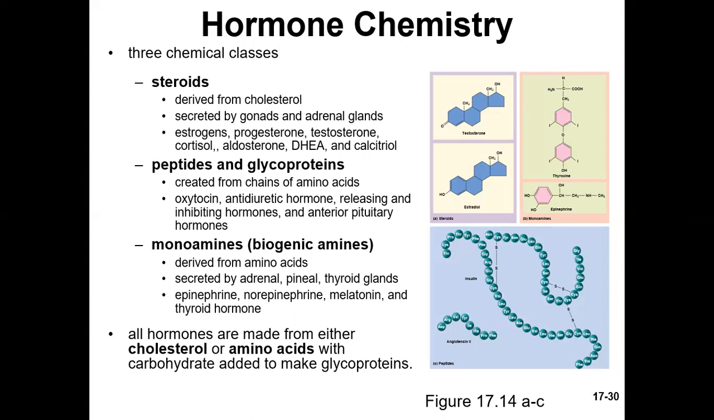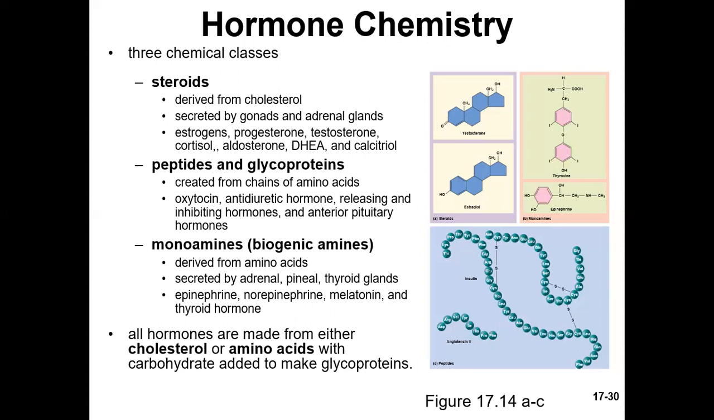Steroids are derived from cholesterol. They're secreted by the gonads and the adrenal glands. This would be estrogen, progesterone, testosterone, cortisol, aldosterone, DHEA, and calcitriol. So when we have, again, I'm going to take this back into sympathetic nervous system control. We have regulation. These guys are pumped out due to high stress. We can say that. Now, remember, high stress has different categories to it.